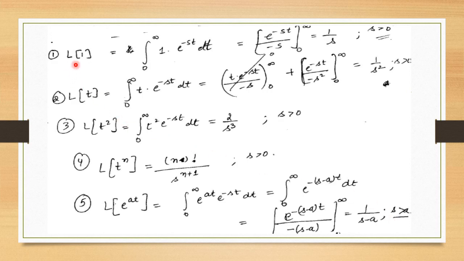So once again, see, the Laplace of 1 is 1 over s. The Laplace of t to the power n will be n factorial upon s to the power n plus 1. And the Laplace of e to the power at will be 1 over s minus a. So again here, if you put a to be 0, what you get is 1 over s, which is the same as this.